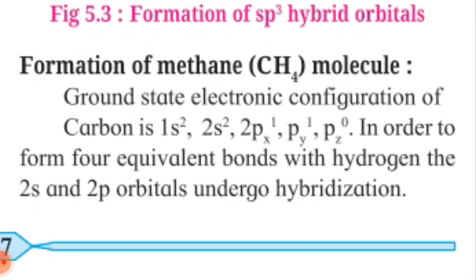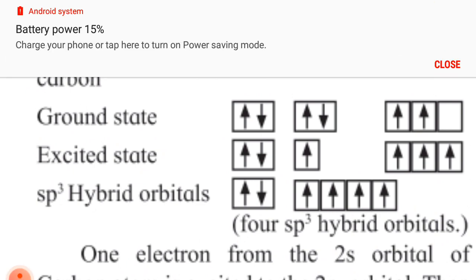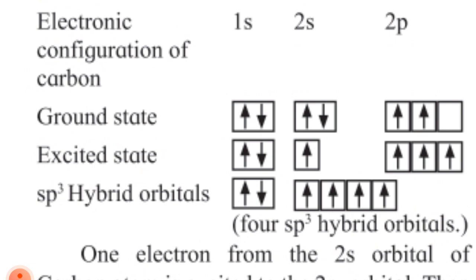Formation of sp3 hybrid orbital. Formation of methane molecule. The ground state electronic configuration of carbon is 1s2, 2s2, 2px1, 2py1, 2pz0. In order to form four equivalent bonds with hydrogen, the 2s and 2p orbitals undergo hybridization. Electronic configuration of carbon: ground state 1s2, 2s2, 2p2.